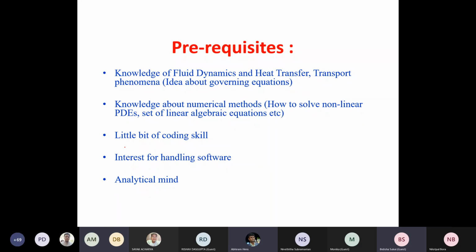And finally, an analytical mind is required because this is all about data handling. All these simulations will produce a huge amount of data that you need to process, you need to analyze, and you need to find the meaning out of those results. That requires an analytical state of mind. So these are the prerequisites. If you have these things, you are already on board.